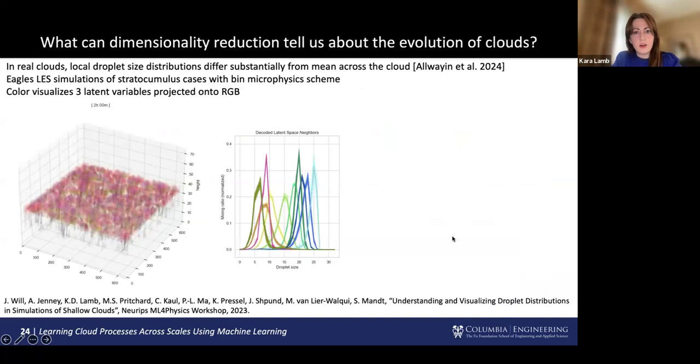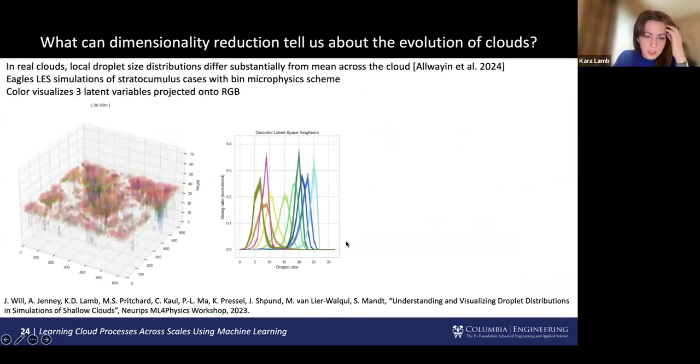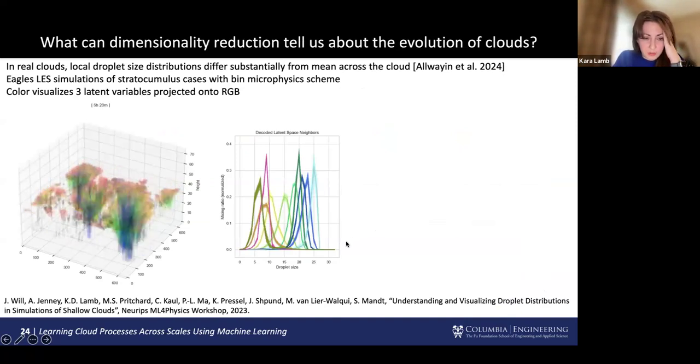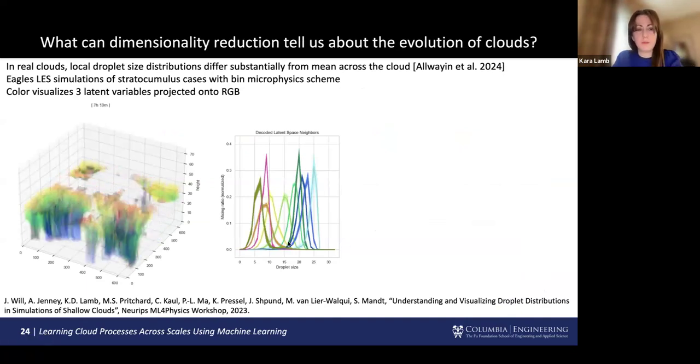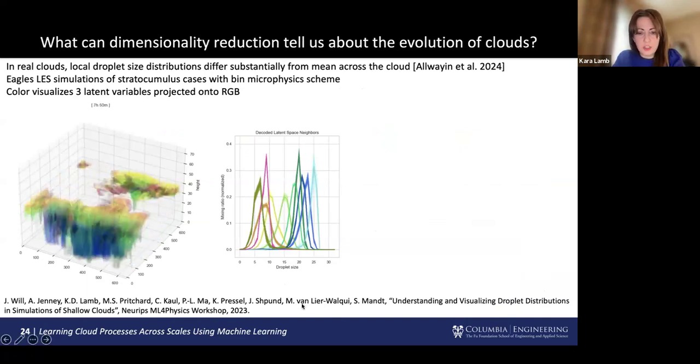And I will talk really briefly about this. This was some work that was done with Stefan Mont's group at UC Irvine, and this was work led by Eustace Will, who was a PhD student in that group. And he was looking at some data sets from a large eddy simulation of a stratocumulus case that had a bin microphysics scheme. And he looked at taking the droplet size distribution at each space and time point and encoding that into a latent variable representation.